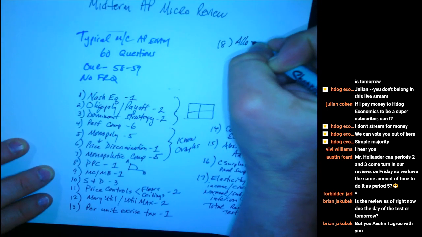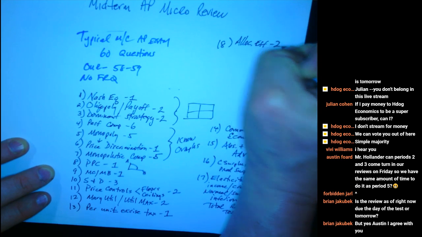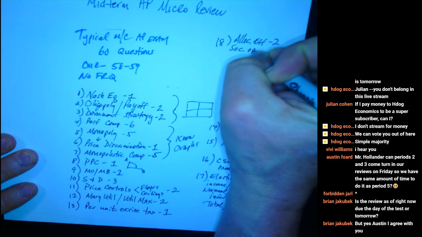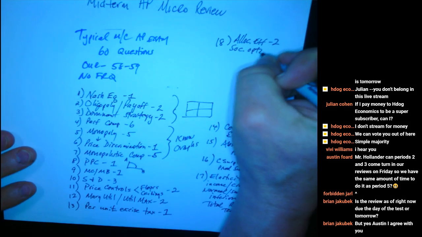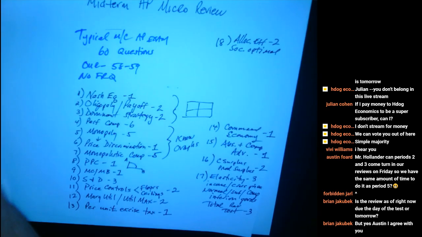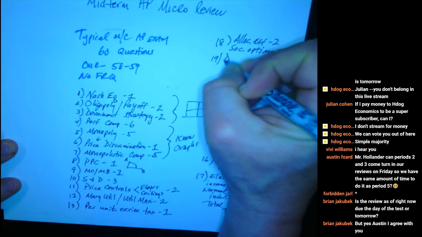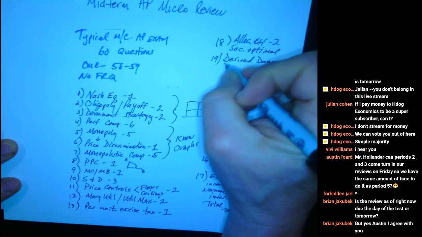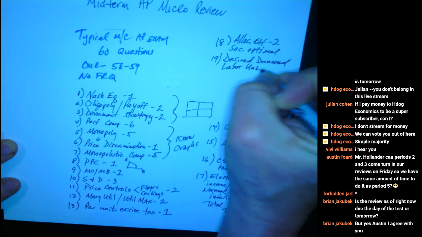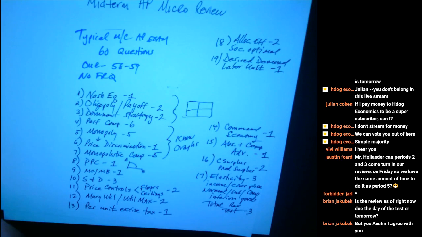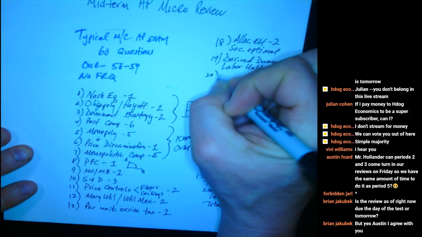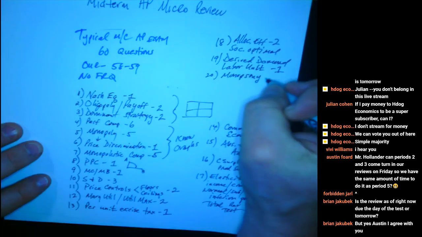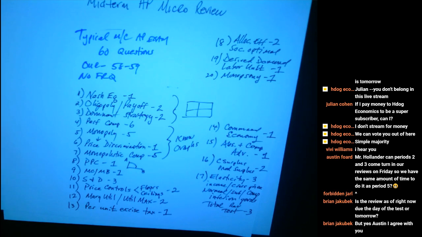Have to know allocative efficiency. 2 questions related to allocative efficiency, or what we will call socially optimal. 2 questions there. Also know derived demand. That's from our labor unit. There's 1 question there. You have to know monopsony as well. There's 1 question on monopsony.